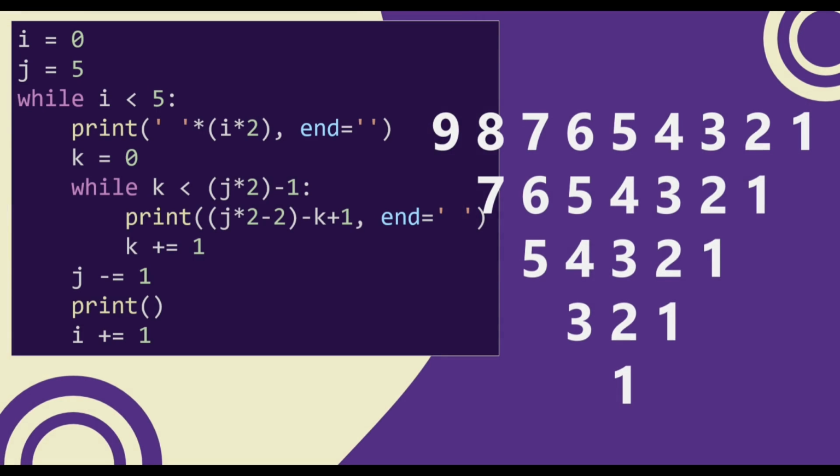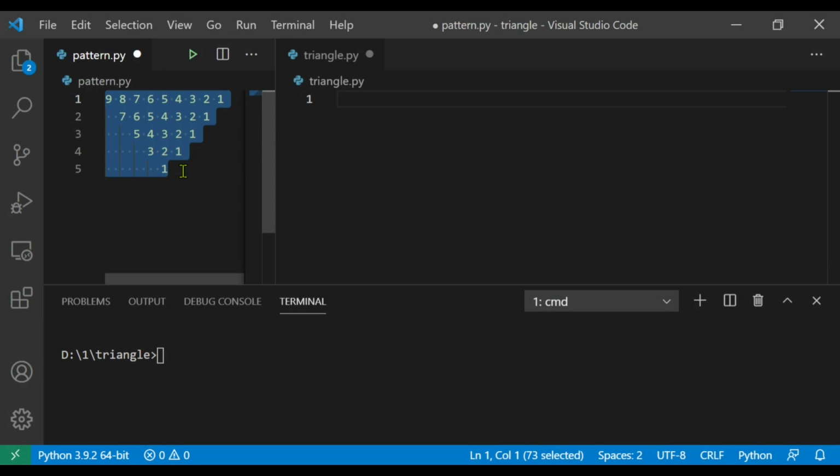In this video tutorial, we will see how to print number triangle pattern. Let's move to Visual Studio Code and execute this pattern. We can see here in this pattern, every line begins with space characters.